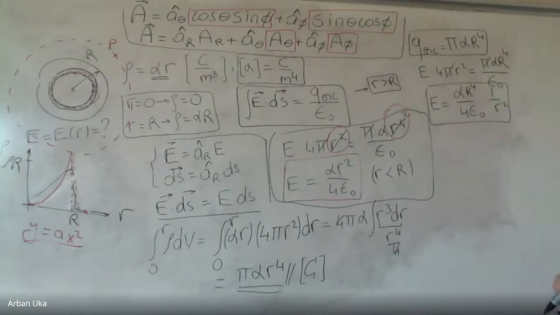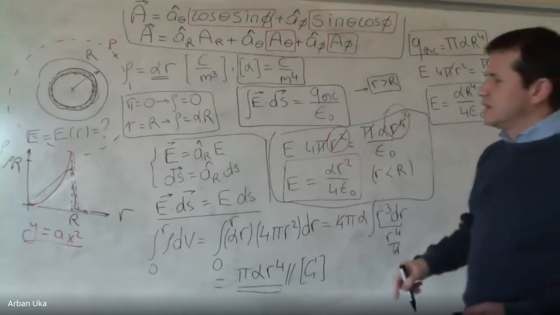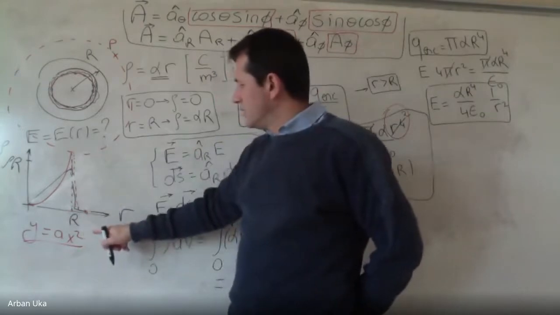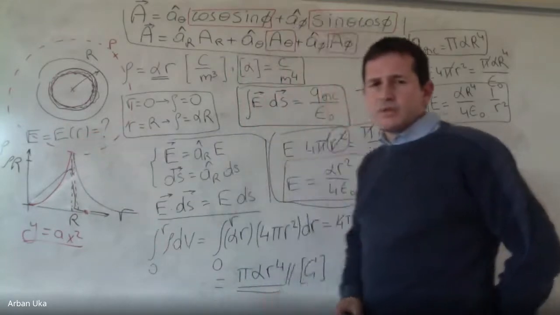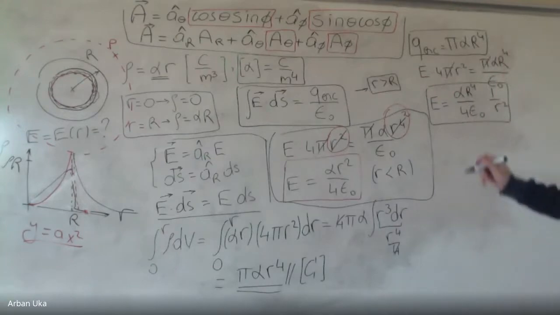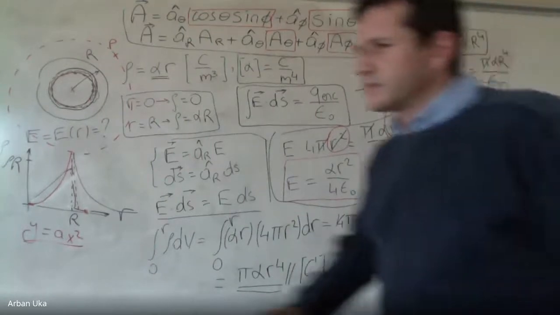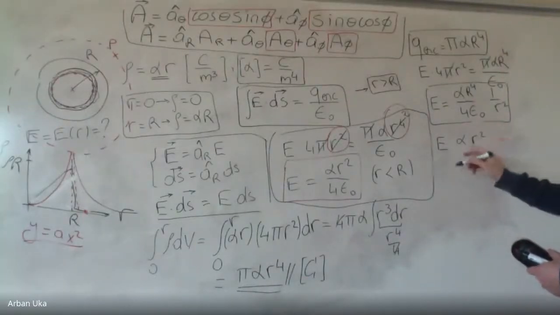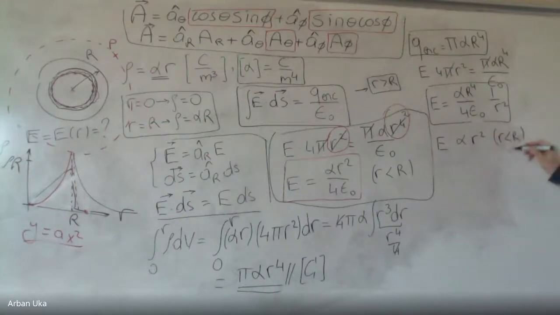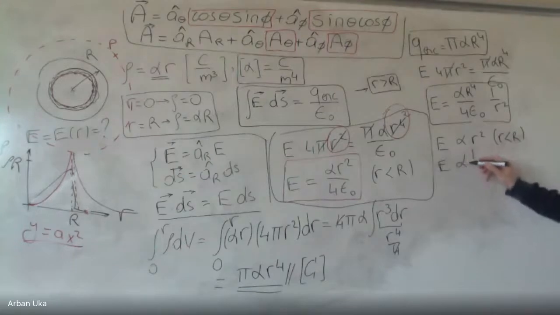So this is the answer when r is larger than the capital R, and it looks like the electric field up to this R is proportional to r squared, but beyond that is proportional to 1 over r squared. So we get that this would be the graph of the electric field as a function of r. So again, electric field is proportional to r squared for r smaller than capital R, and electric field is proportional to 1 over r squared when r is larger than R.